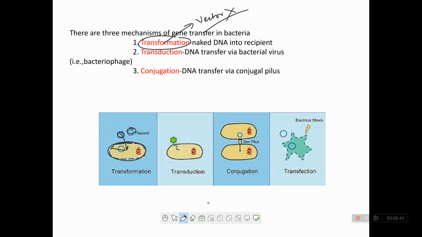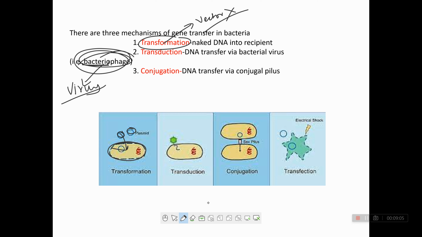Bacterial virus is known as bacteriophage. Remember this. What is bacteriophage? Do not confuse it with bacteria. No, this is a virus. Bacteriophage, this is a phage, means they are virus.